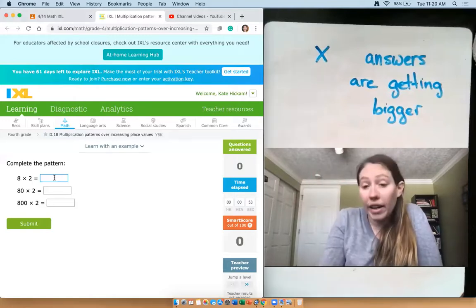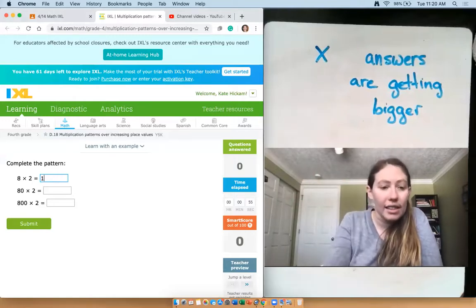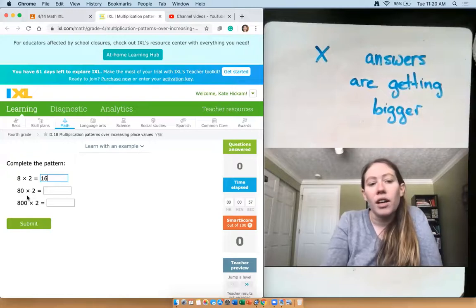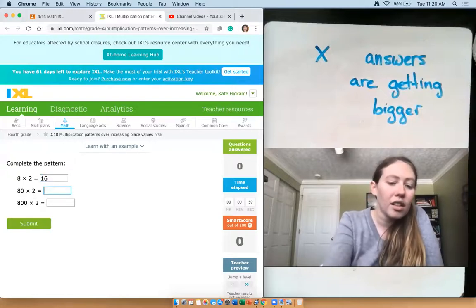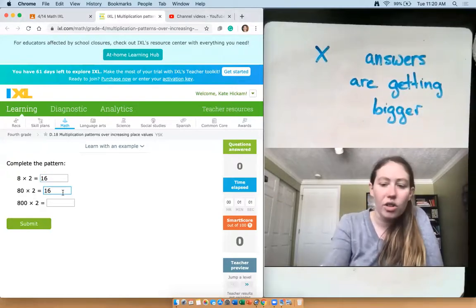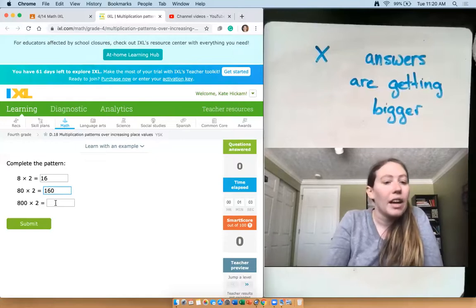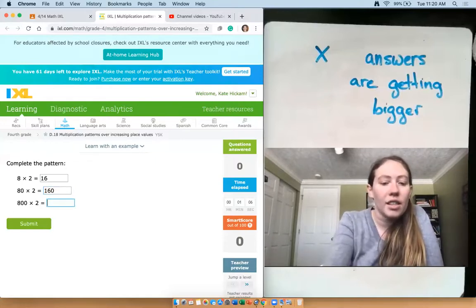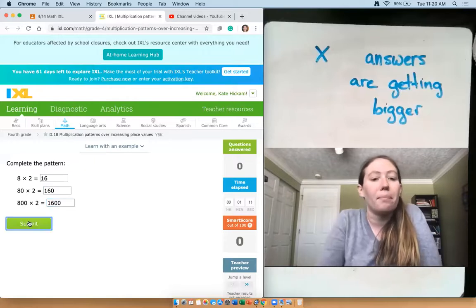But let's go through and do this. So 8 times 2 is 16. So 80 times 2, 8 times 2 is 16. Then chop that 0 and drop it, so it's 160. 8 times 2 is 16, and then chop, chop, drop, drop. Submit.